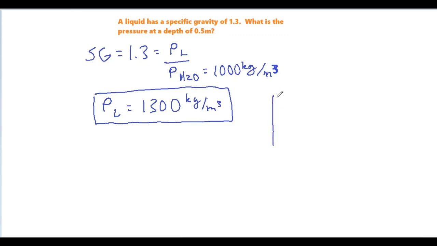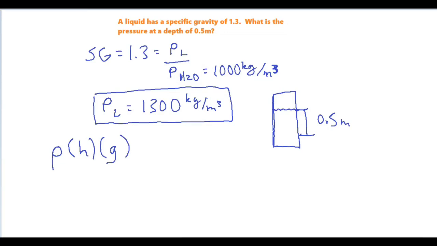It actually doesn't matter what kind of container it is because the pressure is just more dependent on the depth anyways. So if we have some kind of liquid at some kind of depth of 0.5 meters, the only thing that's actually going to be pertinent is the density of the liquid and the depth. So if we take our formula from earlier, which if you remember was rho h g, which a lot of times is rho g h, but it's all the same anyways because you're just finding the product to find that pressure.